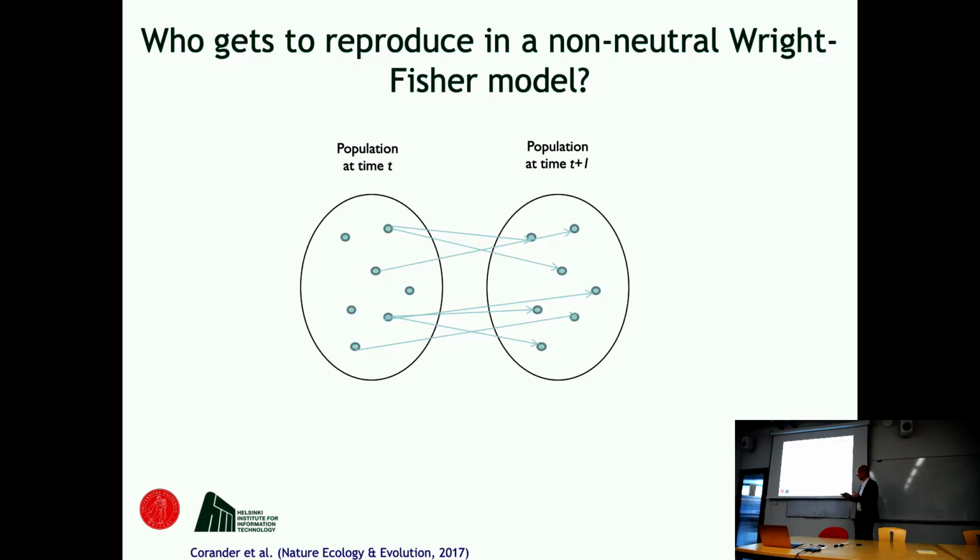And just a recap of a Wright-Fisher model: in its simple form, we have a finite population, let's say 100,000 hosts in a particular population, and then we have discrete non-overlapping generations. So we have here time t and t plus 1. And now we ask the question: who is going to reproduce? It's basically bootstrapping the population into the next generation.